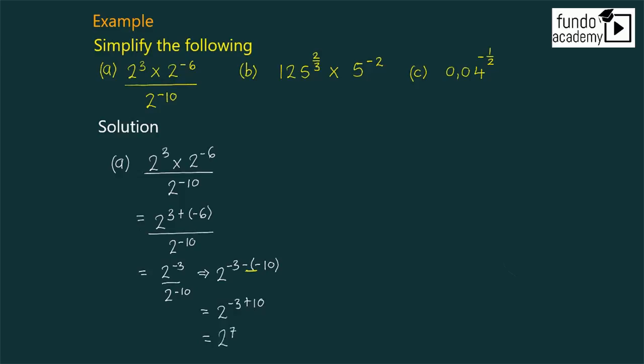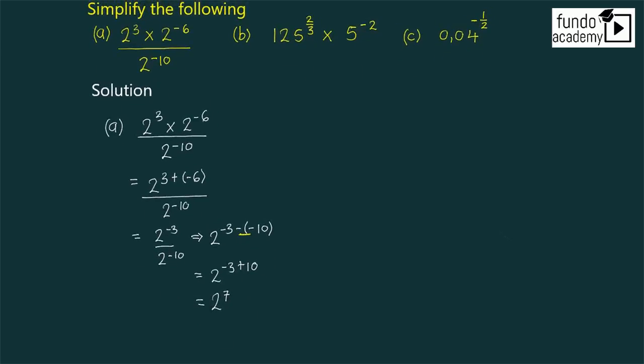And let's just have a little bit of space. Okay, and 2 to the power of 7 is 128. Okay, so that is the solution to part A. Let's move on to part B. We have 125 to the power of 2/3 multiplied by 5 to the power of negative 2.